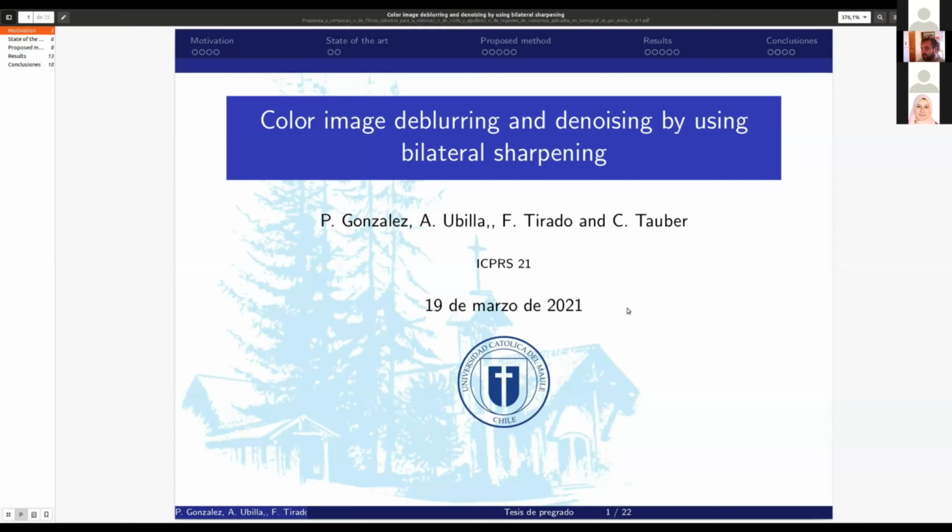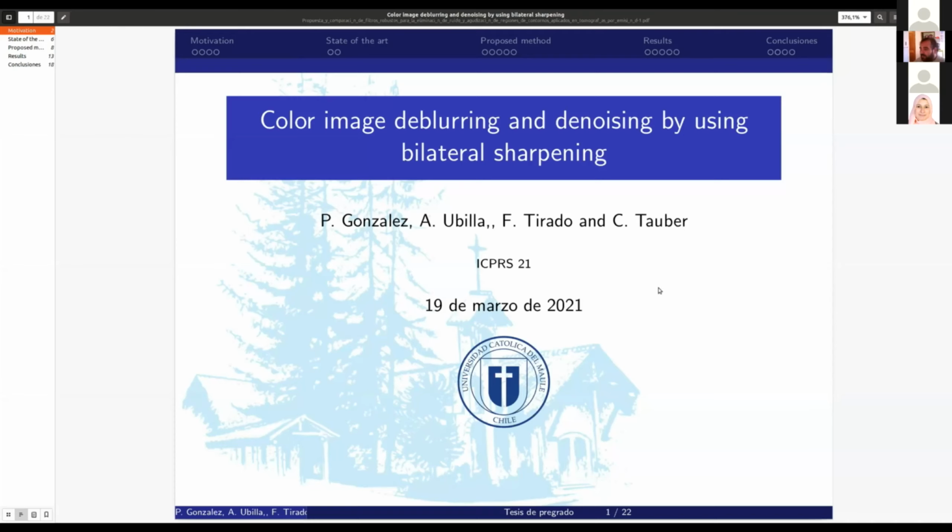Sorry for this situation. Okay, I will present the color image blurring and denoising by using bilateral filtering methods that we propose with Ángel Villa, Felipe Tirado, and Clovis Tober to enhance the problem, principally in the medical image.